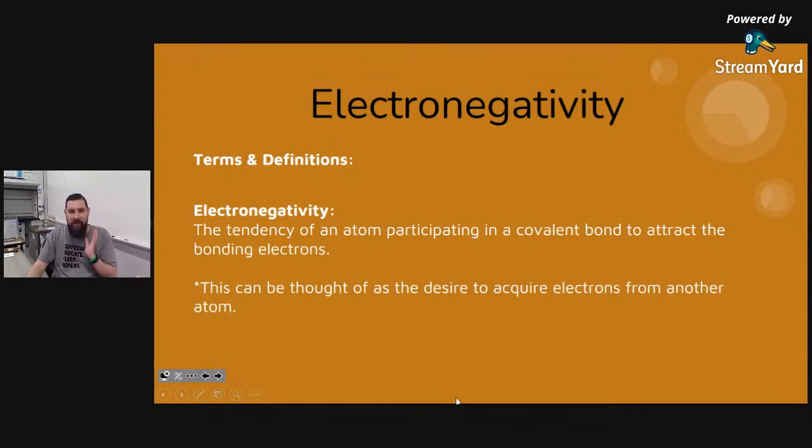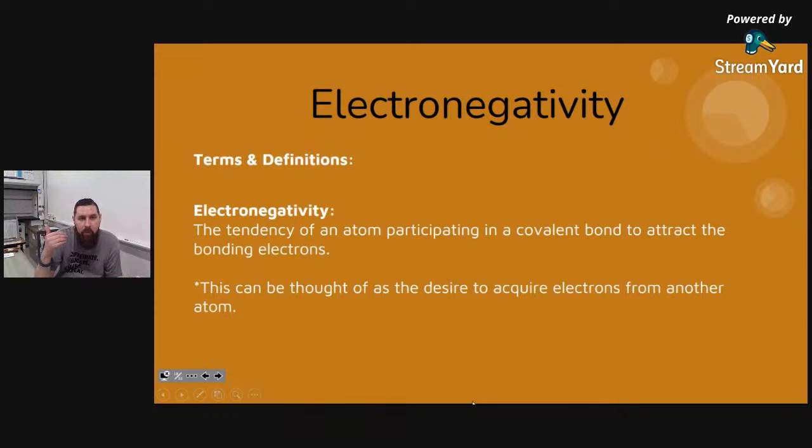Then lastly, we have electronegativity. And electronegativity is the tendency of an atom participating in a covalent bond, in other words, a sharing of electrons, to attract bonding electrons. So the idea here is you've got two atoms that are bonded covalently by sharing an electron, but one atom is going to have a stronger pull for the electrons in that bond than the other. And that's measured by electronegativity. So this oftentimes is thought of as the desire to acquire electrons from another atom.